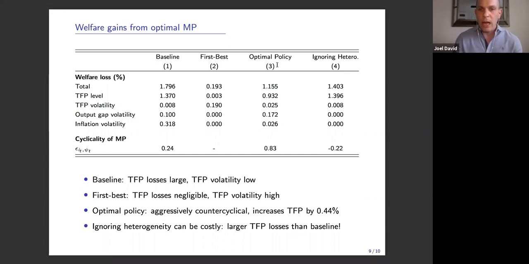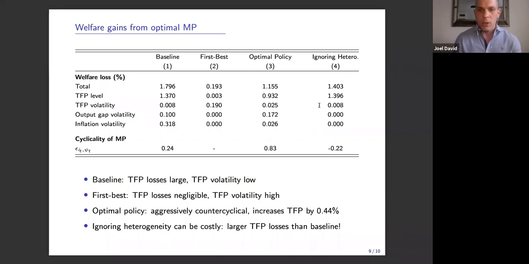I'll skip column two, but going to column three, this is the optimal policy taking into account heterogeneity. Looking at the last column, this term here is the elasticity of the nominal interest rate to TFP. So I'm using that as a measure of how countercyclical policy is. And we can see that the optimal policy is much more countercyclical than the Taylor rule. What that does is it increases the level of TFP, so the losses from the level of TFP are lower. At the same time, it increases the volatility of TFP. You can see that there are some substantial welfare gains that can be had from optimal policy, a big chunk of which come from improving the level of TFP. In fact, optimal policy increases the level of TFP here by almost half of a percentage point.